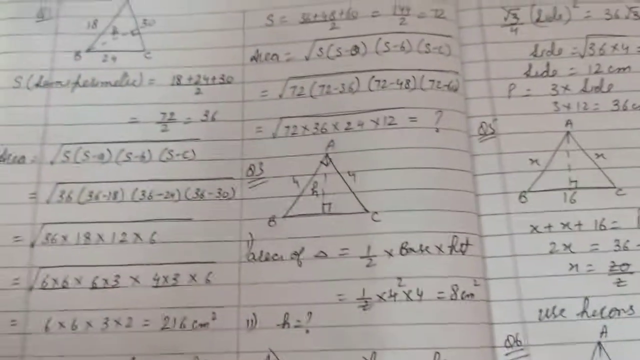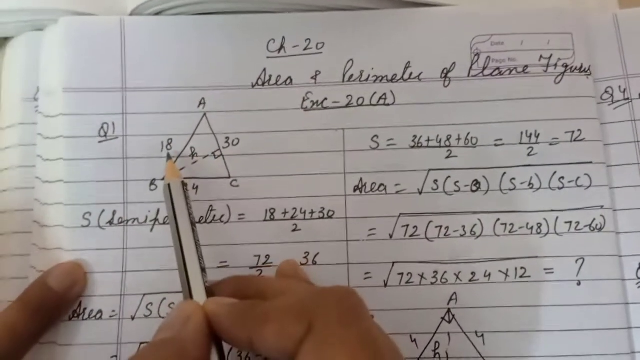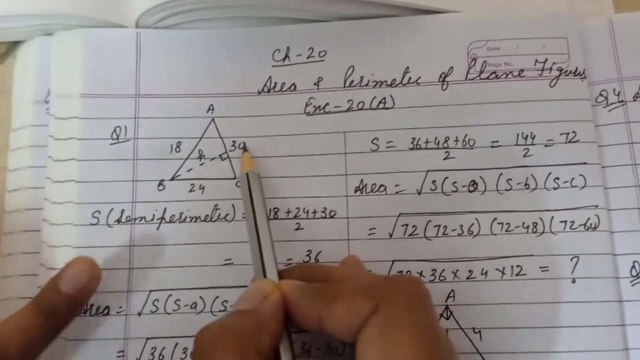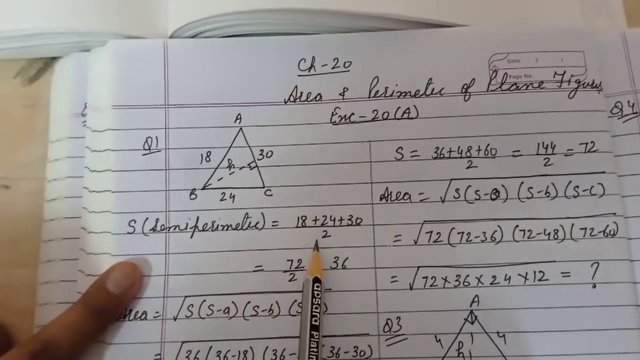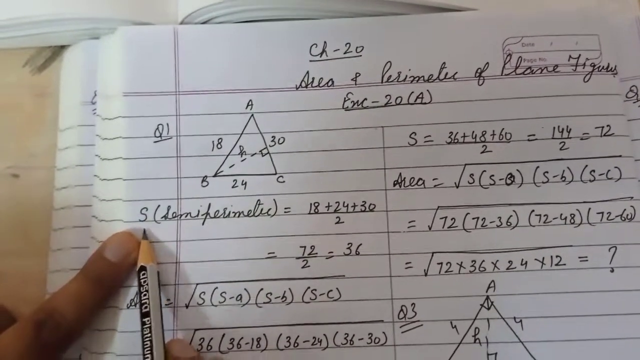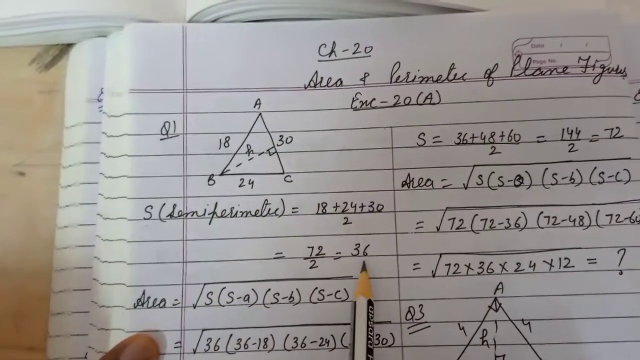Exercise 20A, first question. Find the area of the triangle whose sides are given. Three sides are given, 18, 24 and 30. Clear? So first of all, three sides are given, so I am going to find the area of this triangle using Heron's formula. For that, first I will find the semi-perimeter. By adding all the sides and dividing by 2, it will be 36.